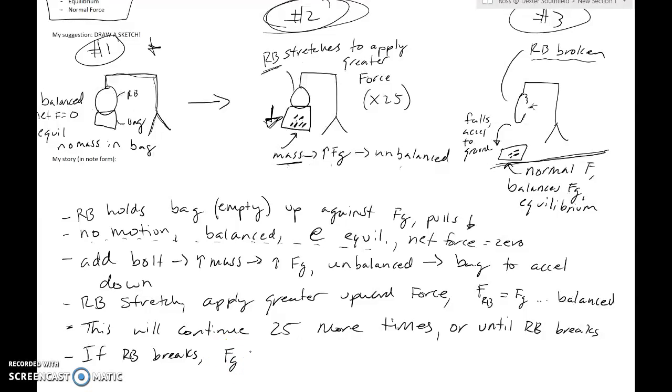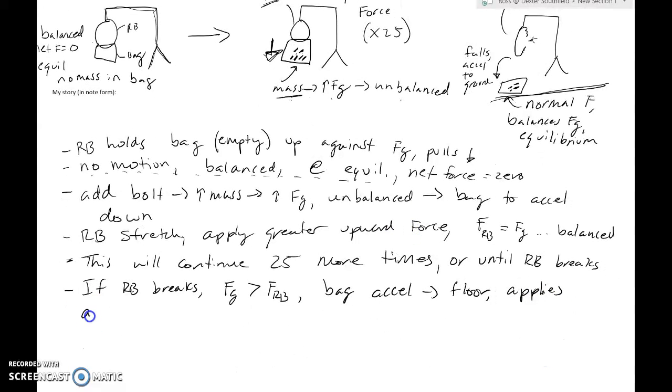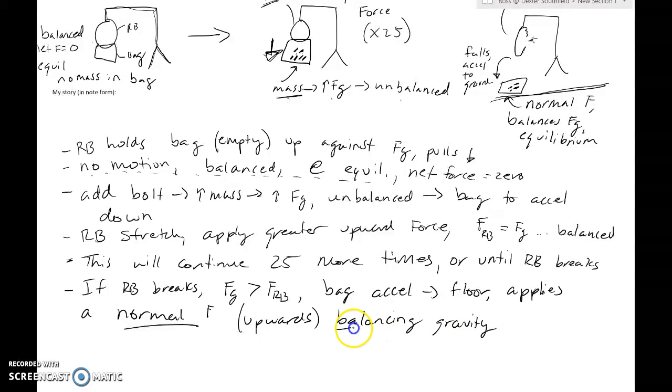And then in your last bullet point, you say if the rubber band breaks, that tells us that the F of G is once and for all greater than the F of the RB, right, because it broke the rubber band. The bag accelerates to the floor, which applies, move this up, a normal force, which means upwards, balancing gravity. So if gravity is once again balanced, we come back up to here. That means there'll be no motion. There's that at equilibrium, and the net force is back to 0, right?